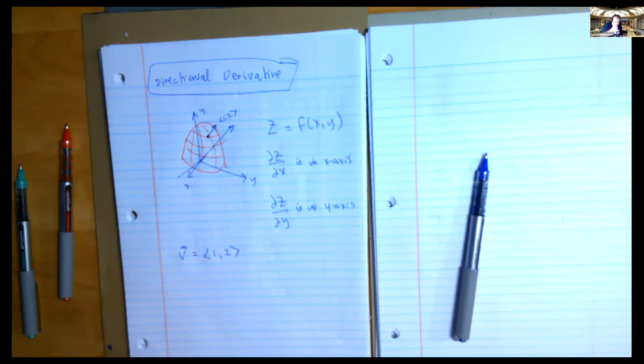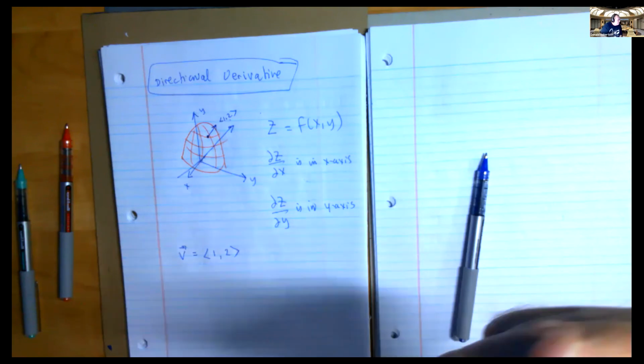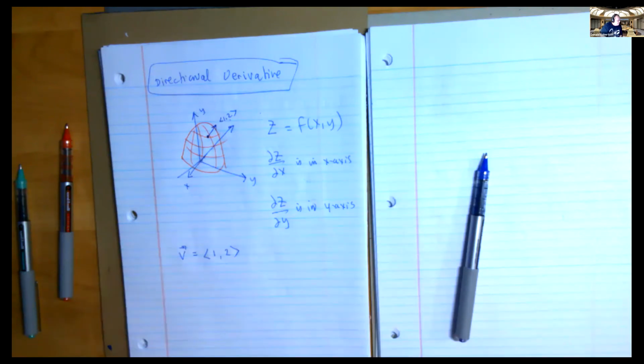So if the directional derivative ends up being 0, aren't you basically walking horizontal to the earth? You're not going uphill, you're not going downhill. If the directional derivative is negative, aren't you going downhill in that direction? And if it's positive, you're going uphill.